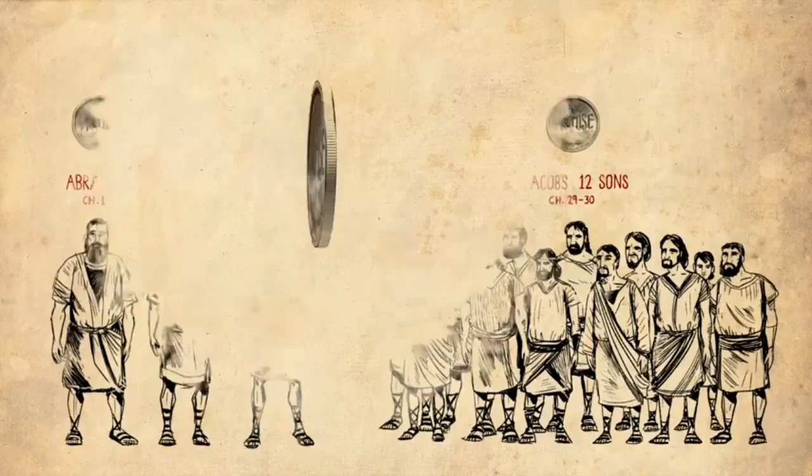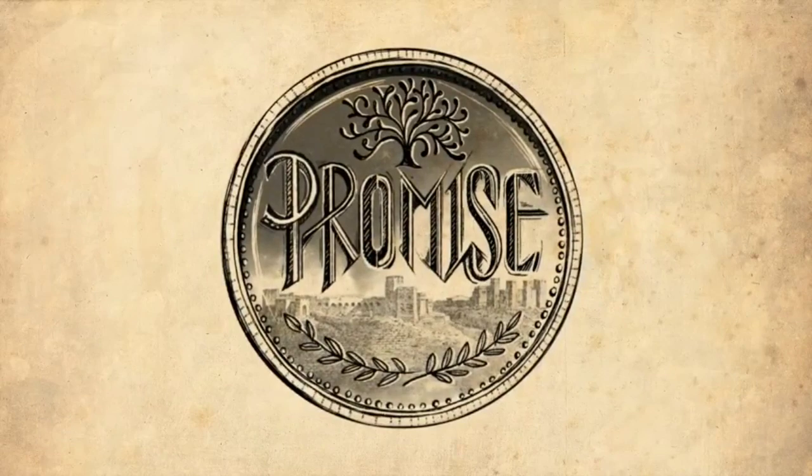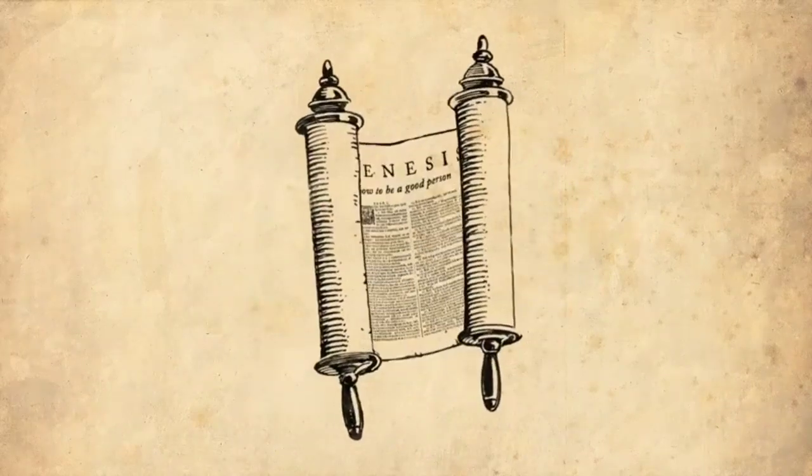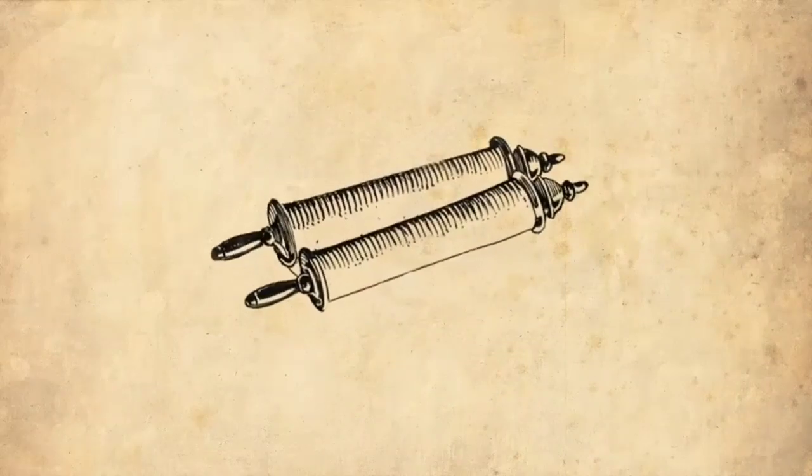So because of this promise to use this family to rescue the world, it's pretty easy to read these stories as examples of how to be a good person. But actually, for the most part, this family is totally dysfunctional.